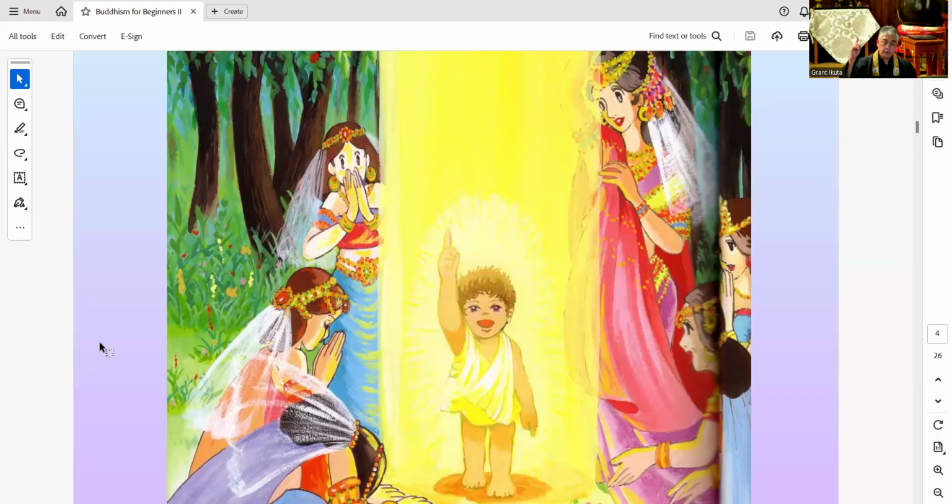And then him pointing to the sky and to the heavens and to the earth and saying, above and below the heavens, I alone am the world honored one. Scholars differ on their interpretation of this. Some would say, well, of course, because he became the Buddha. Of course, he's the world honored one.